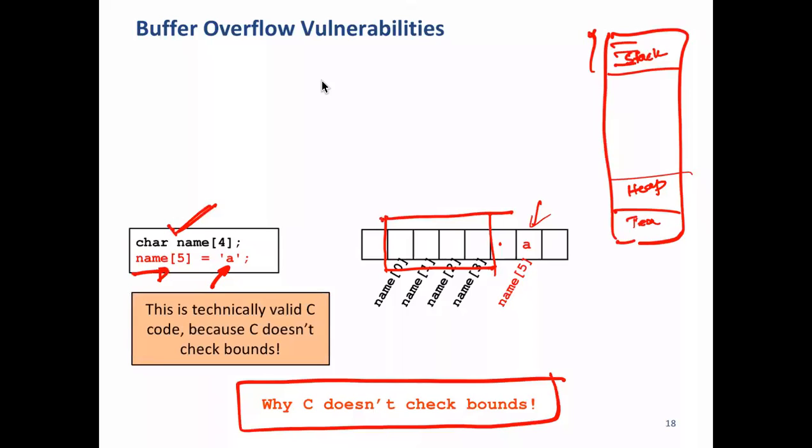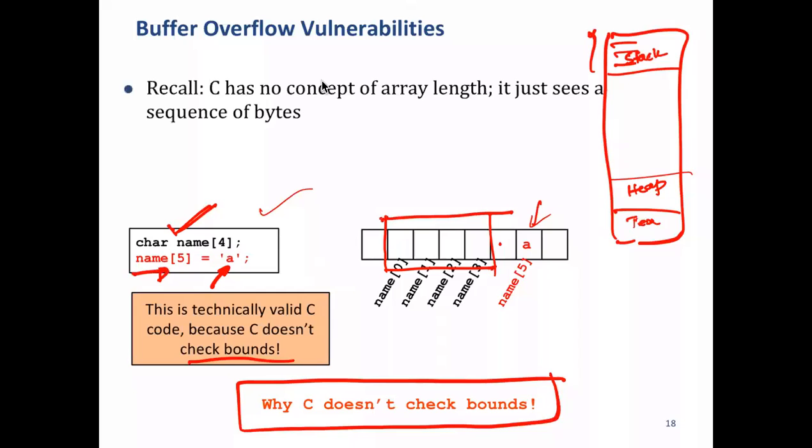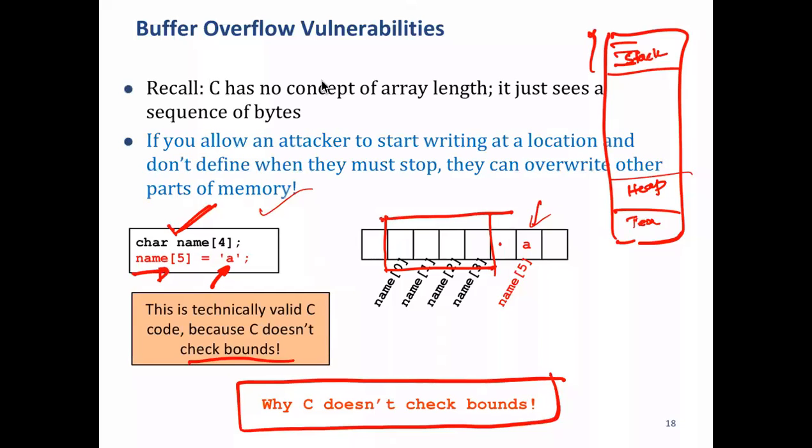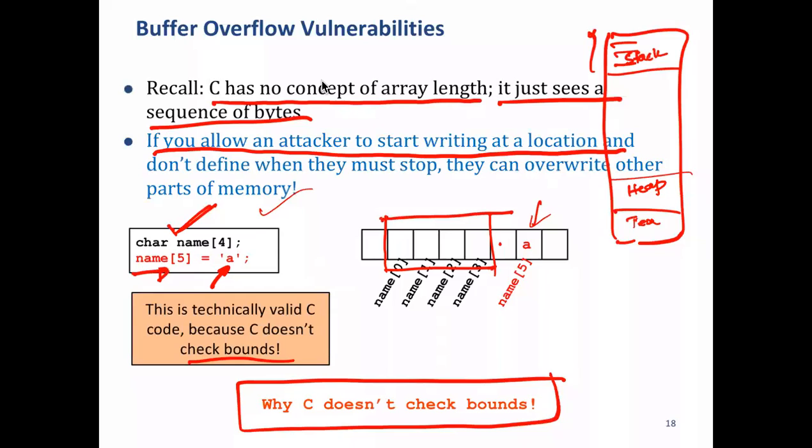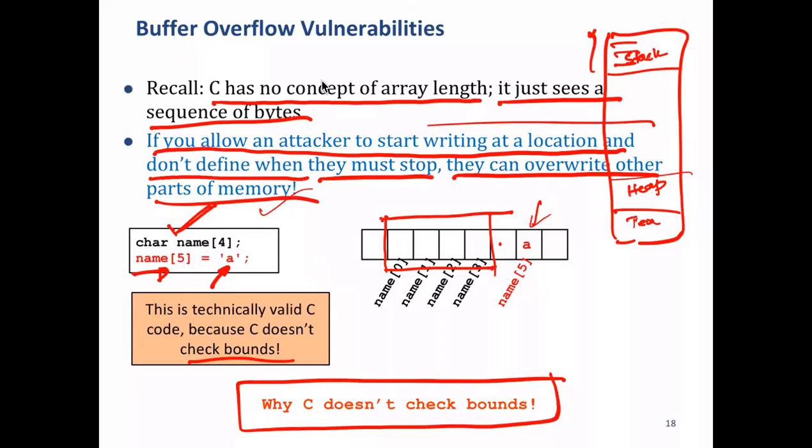Okay, let's move on. So this code is technically valid, but doesn't check bounds, right? And hence there is a problem. It's largely because C has no concept of array length. It just sees this as a sequence of bytes. Now, if you allow an attacker to start writing at a location and don't define where they must stop, they can overwrite into other parts of the memory. So there's a learning: the attacker can access locations and write on locations which they're not supposed to.